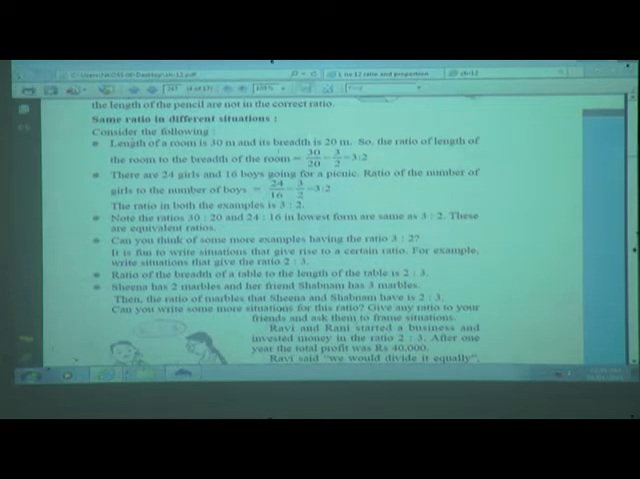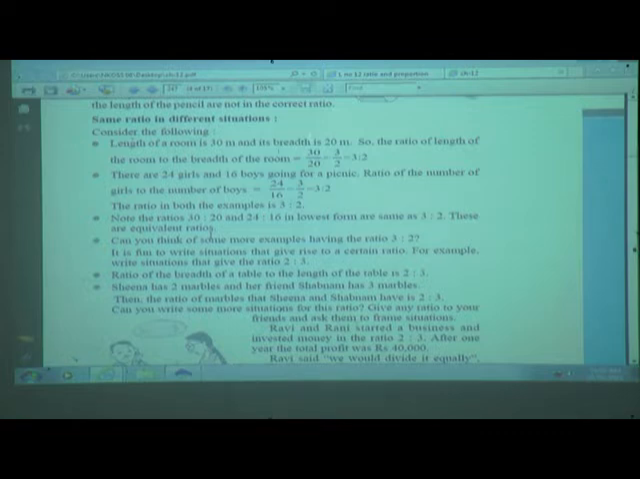Now you can find here we have compared the length and breadth, and we got 3:2, and here we have compared the number of girls and boys going for a picnic, and we got 3:2. So what is common here? The ratio in both examples is 3:2. Note the ratios 30:20 and 24:16 in lowest terms form 3:2. These are equivalent ratios.